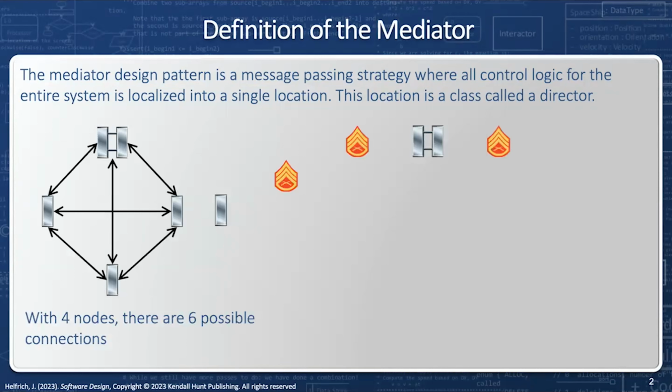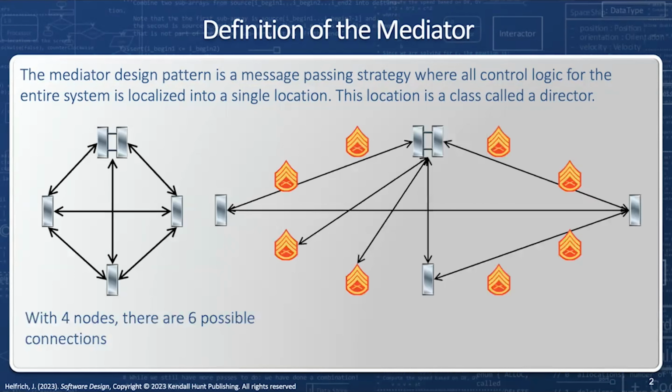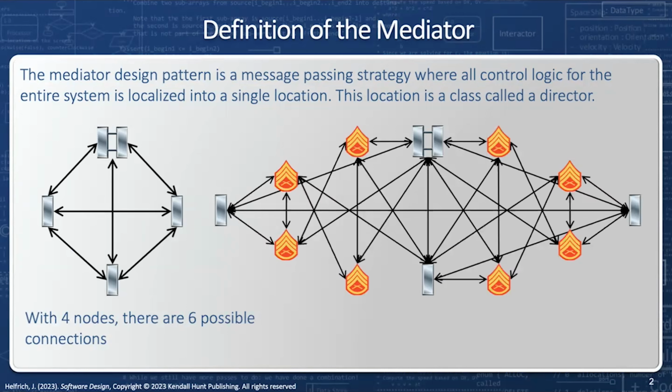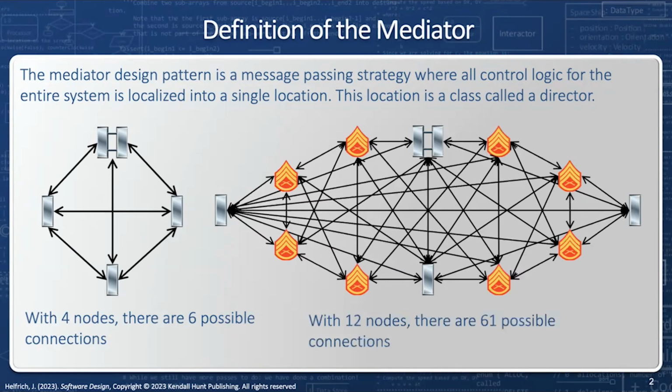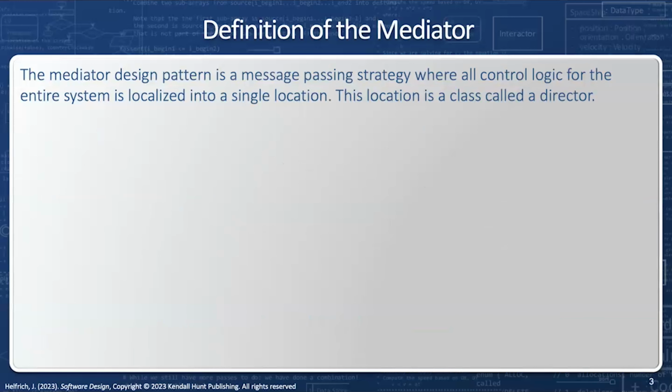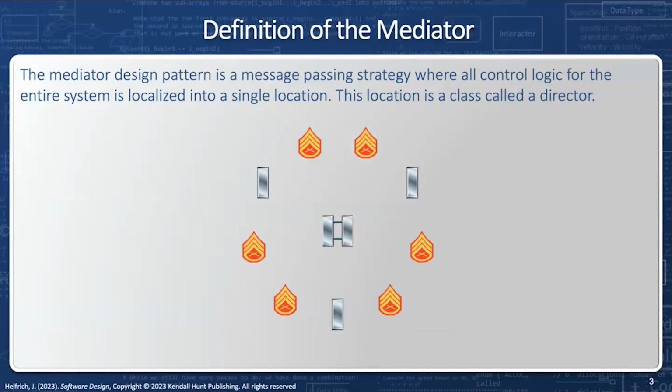But now let's say we have some sergeants in here as well. Now we have a great deal many more connections we can have. In fact, this is not going to even draw all of them, but with 12 nodes, there are 61 possible connections. It's an n squared relation. It's going to quickly get out of control. So what we need to do is find a new way to do this. What we want to do is put the captain in the center, and then all communications goes through the captain, and the captain is the mediator.